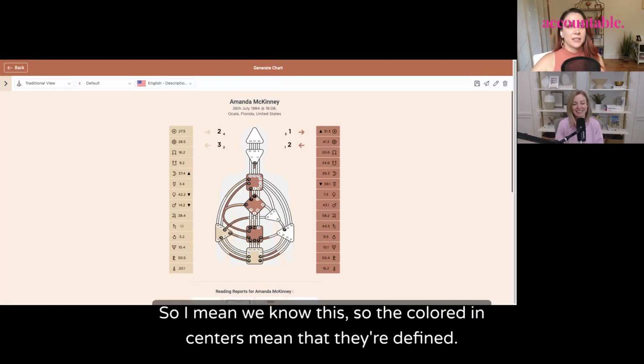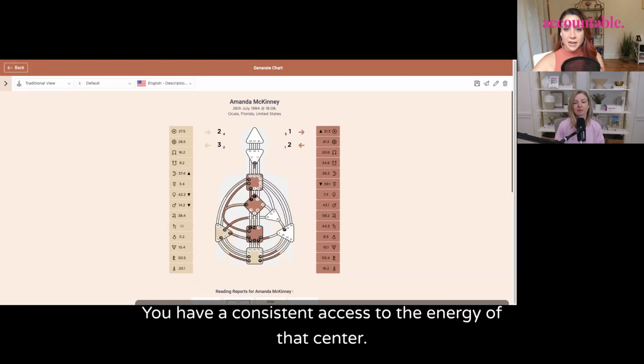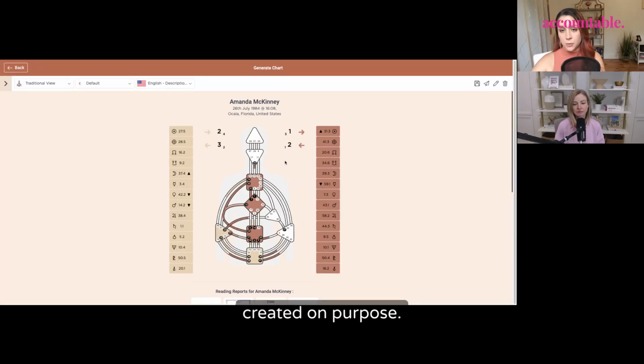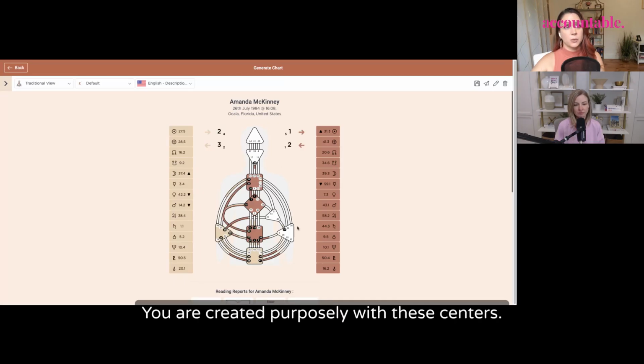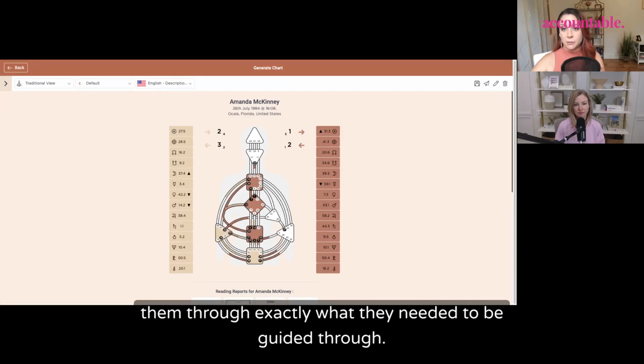So, I mean, we know this. The colored in centers mean that they're defined. You have definition. You have a consistent access to the energy of that center. And, thinking about deep fulfillment and meaning in your life, you are created on purpose. You are created purposely with these centers being open so that you can work with the people that you are working with and guide them through exactly what they needed to be guided through.